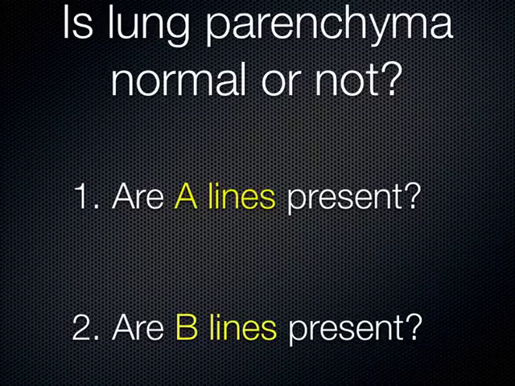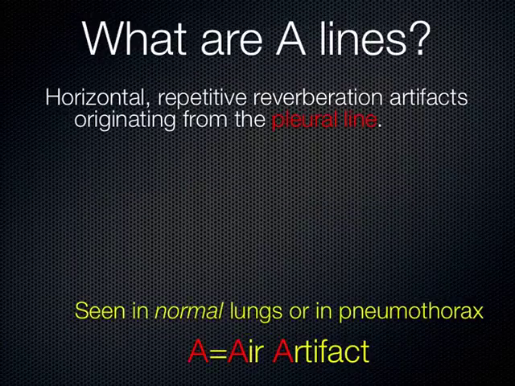A lines are horizontal artifacts. They're repetitive, they're from reverberation due to ultrasound waves that have gotten trapped at the pleural line. Anytime you have two substances or tissues next to each other that have a really different acoustic impedance, for instance, pleural line and air right next to it, that sets up a reverberation at that interface.